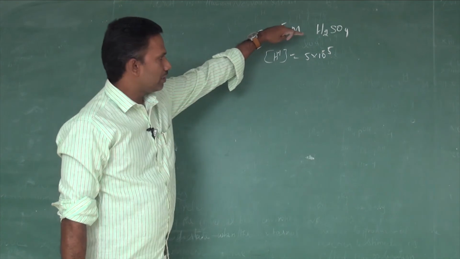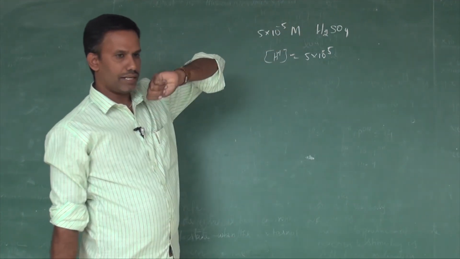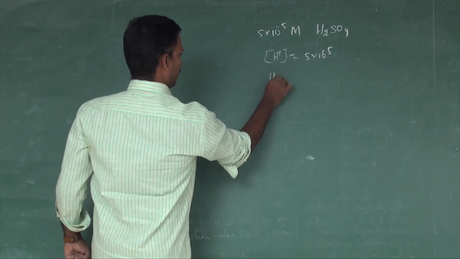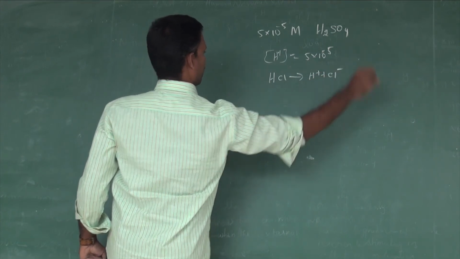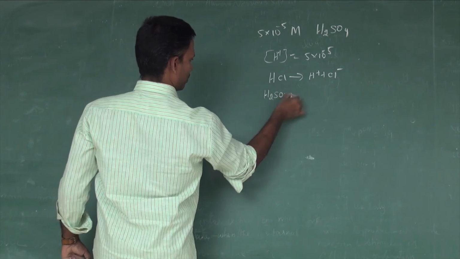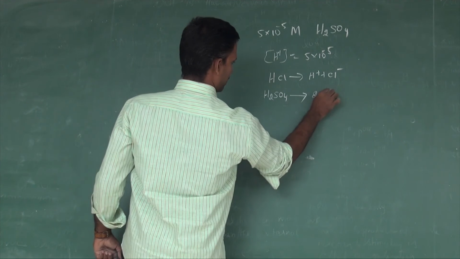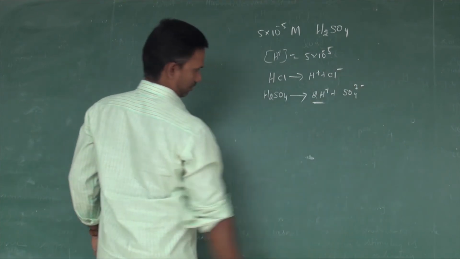Sir, this is acid only, sir. Why, sir? Yes, there is a problem. This is a dibasic acid. If you were given HCl, no problem, only 1 H plus will be produced from the HCl. But H2SO4 is a dibasic acid. It dissociates into 2H plus and SO4 2 minus.